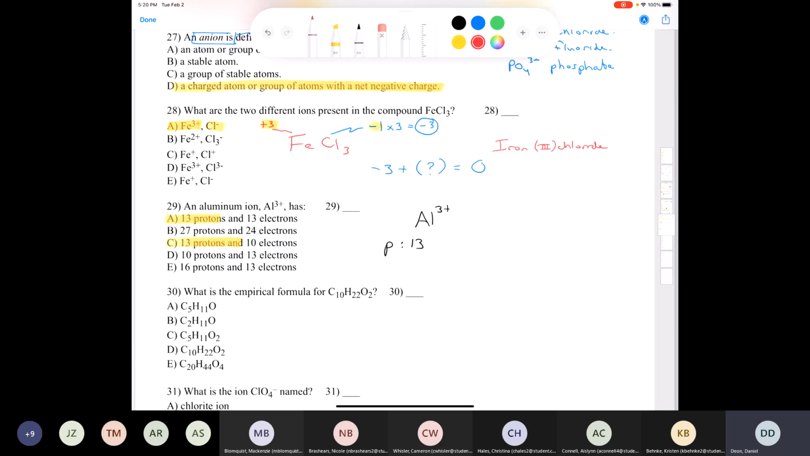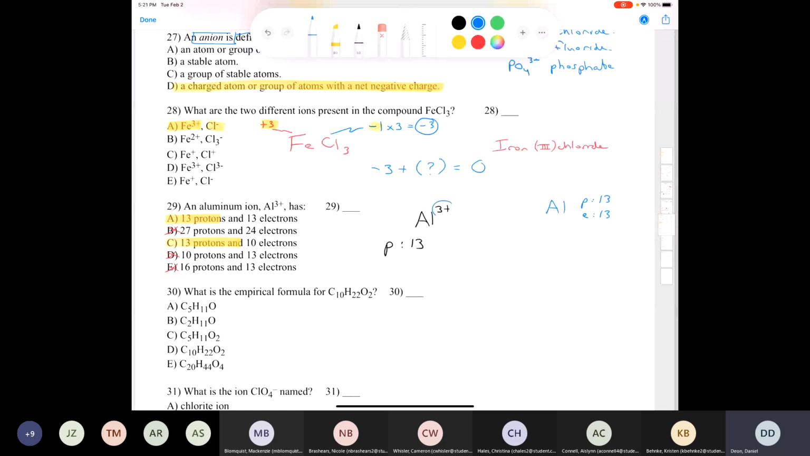It can't be any of the others because the others don't have 13 protons. They're not aluminum. Now, with respect to how many electrons do we have? Well, let's say I had aluminum with no charge. In that case, you'd have 13 protons and 13 electrons, right? You'd have 13 positive charges and 13 negative charges, and so those would balance each other out perfectly.